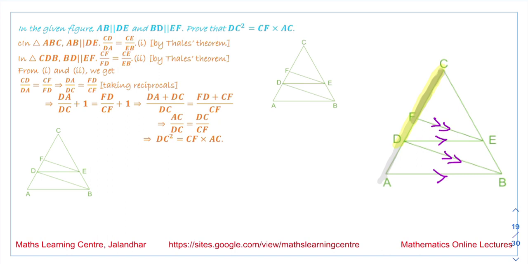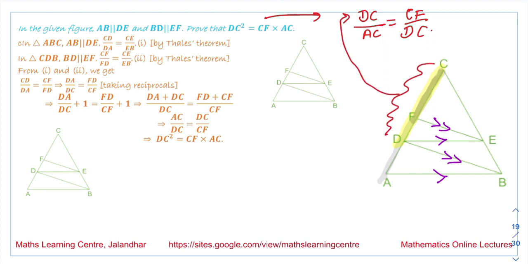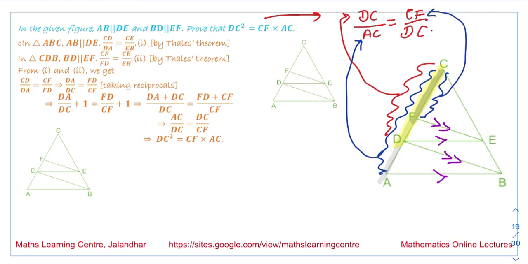So we can look at this result in the form DC over AC is equal to CF over DC. So it means this side DC over AC, AC is this complete length. Then it is CF, this is our length CF, and this length is DC. We have to prove this thing.